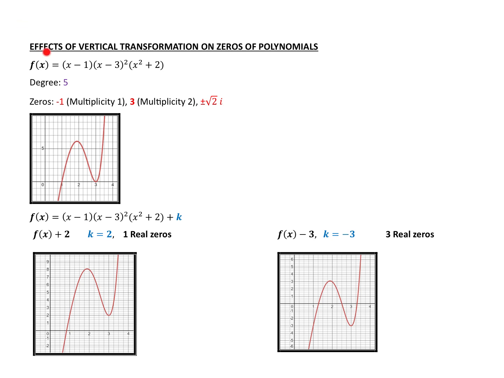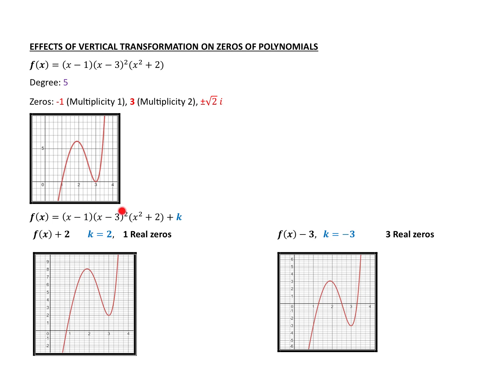Now here, let's look at the effects of vertical transformation on zeros of polynomials. Here I have a polynomial. I see the equation, factored form, and the degree is 5, and these are the zeros and the multiplicities. Let me look at this graph closer. From the look of it, I have 2 real zeros. That's one of them, and that's one of them.